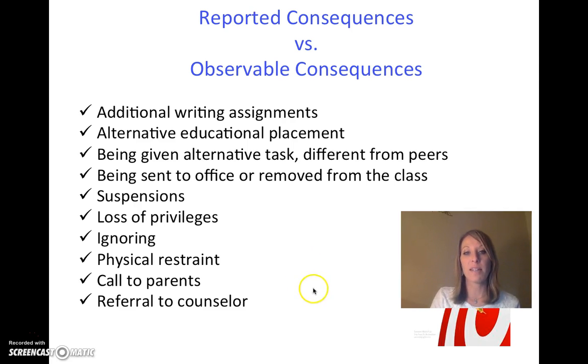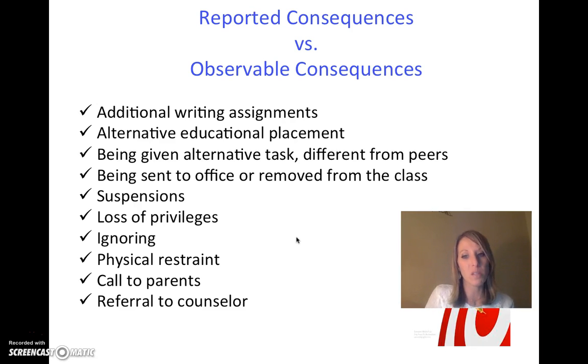So I want to emphasize that of this list, this is just a few examples. Some of these are reported consequences that you might see that's been added. For example, a student was referred to a counselor. That's a reported consequence that you might see in something like a permanent product. And then there might be observable consequences like a student who's being sent to the office or removed from the class. Emphasis, when you're looking at the ABC recording, you want to look at what's happening immediately after the behavior.